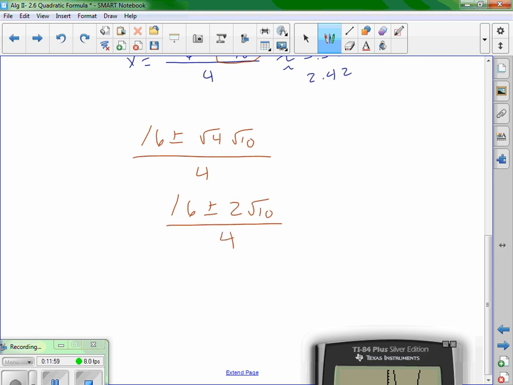Now I can take this further. What this really means here. What's 16 over 4? 4. Plus or minus. What's 2 square root of 10 over 4? Simplify 2 over 4. 1/2 of that over 2. We could go through this exact problem using completing the square, and that's what your answer would have been. Regardless of what method you use, you get the same answers. If you got this far, that's your bonus.